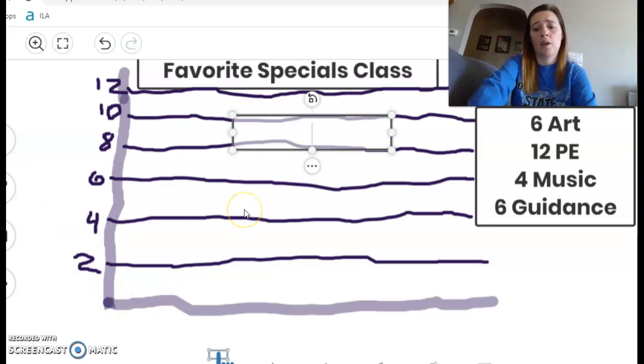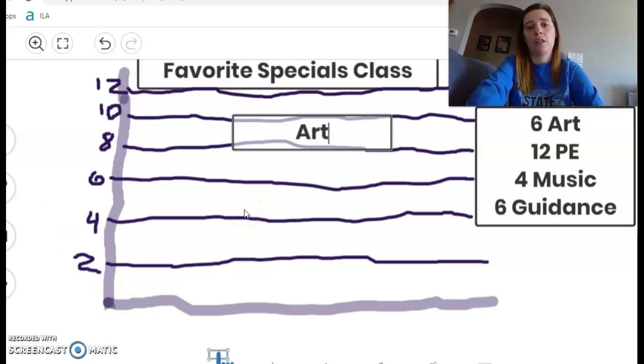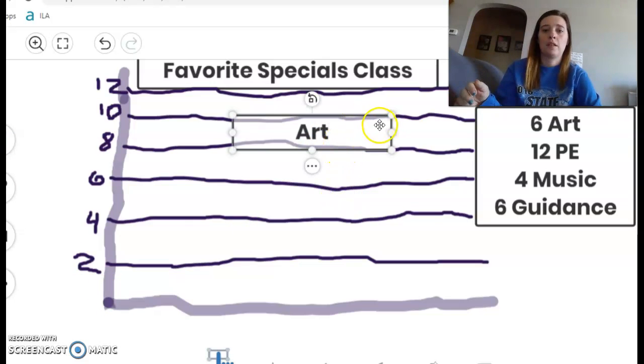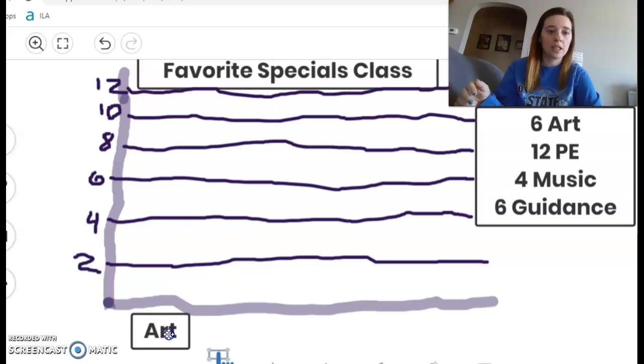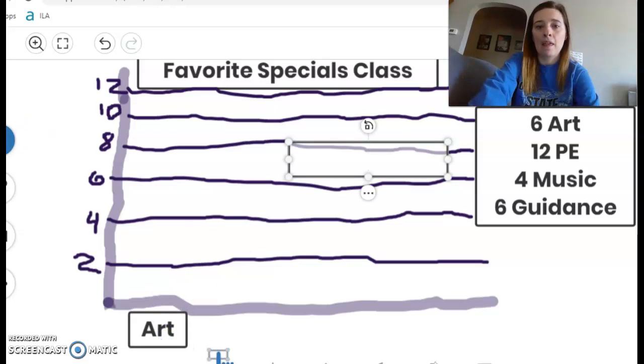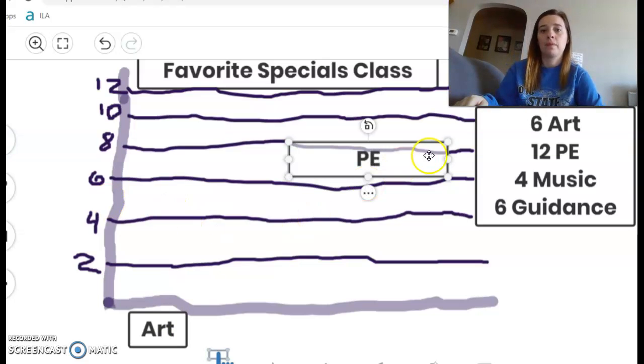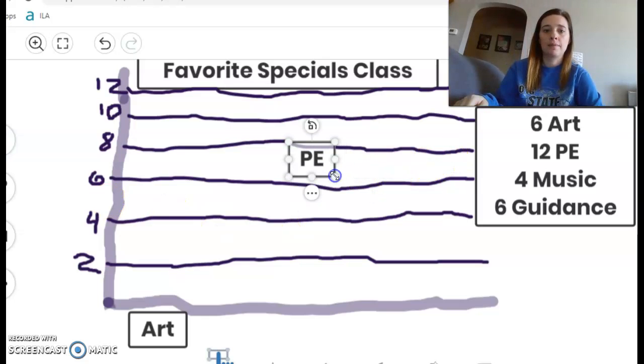And I'm going to do a text box for it because I think that's the easiest. We're going to do art. And we're just going to make that a smaller box right down here. Art. And then we're going to do another one, and that's going to be PE. And then I'm going to make that a smaller box.